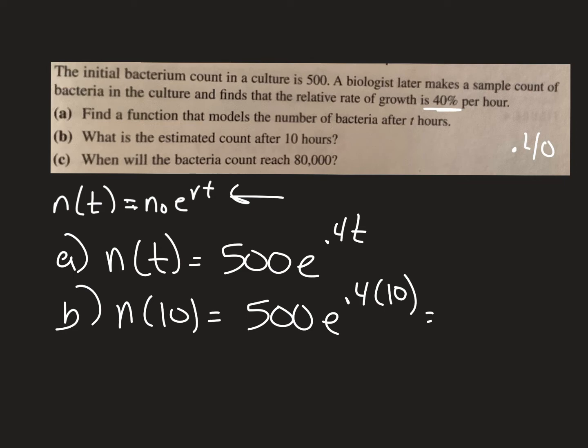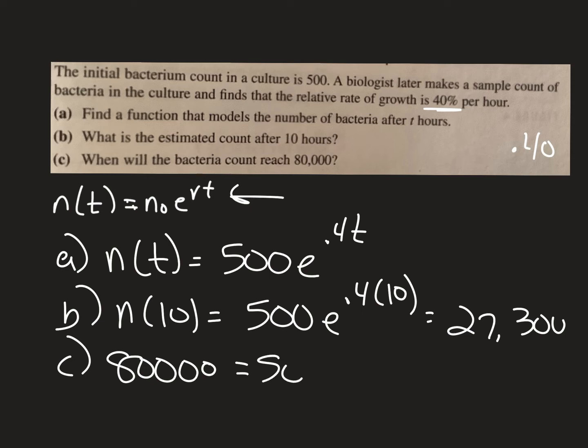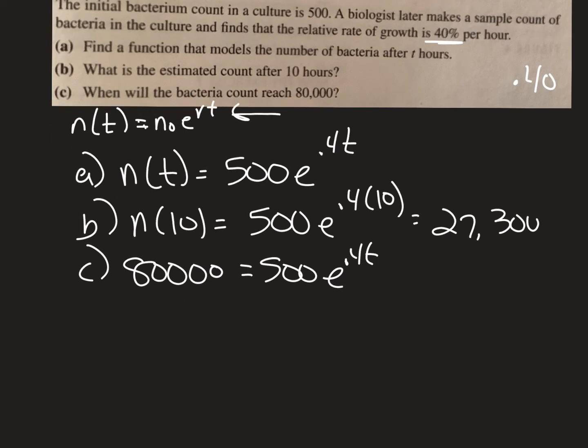I want to punch that in. Getting about 27,300. And then part C, when will it reach 80,000? So that's the final amount, 80,000. Starting again with 500 e^0.4t, it's asking me for how long it's going to take. All right, so I'm going to go through there and find out how long it's going to take.